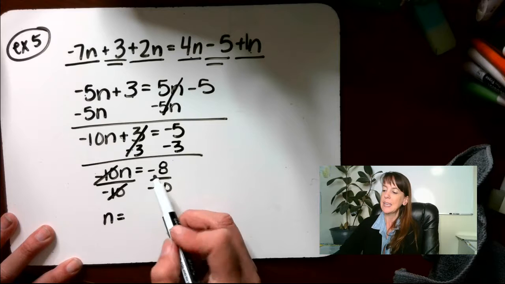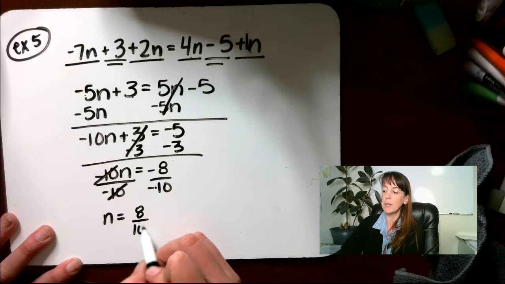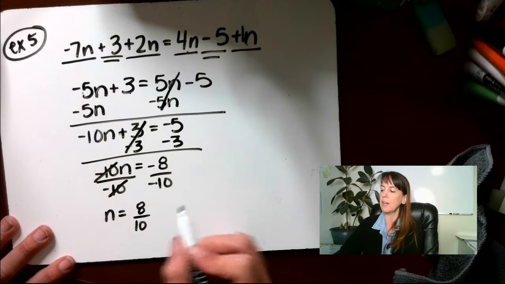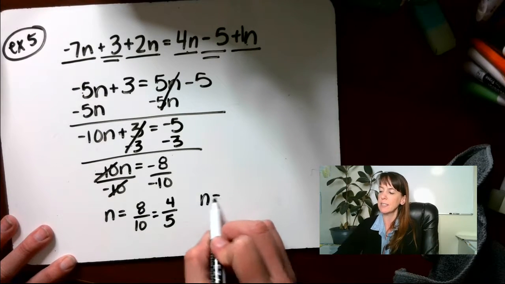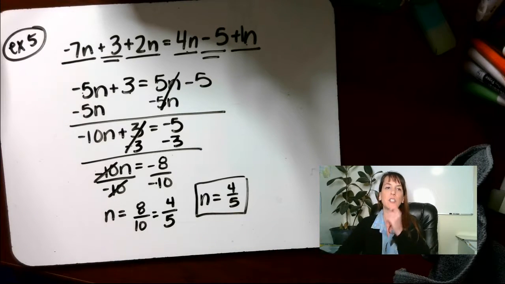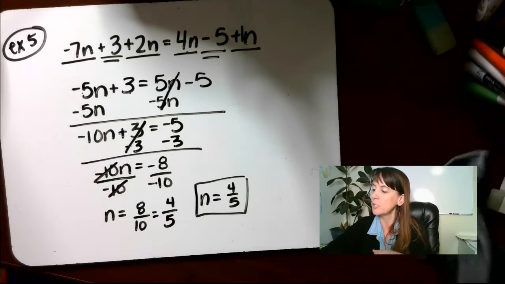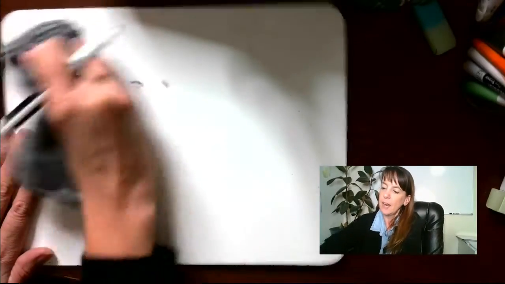n equals, negative divided by a negative is a positive, 8 over 10, but that can be reduced. Think about if we cut those in half, we would have 4 over 5. So our answer is n equals 4 over 5. Please ensure that you are showing your answer as the most reduced fraction, okay? Most reduced fraction. All right, so that was example 5.